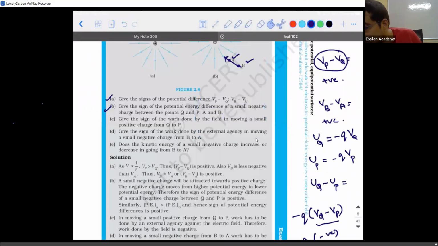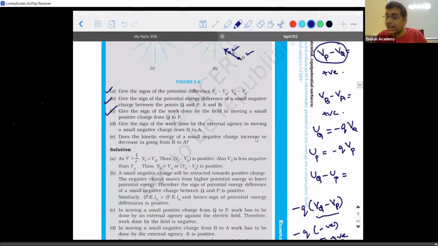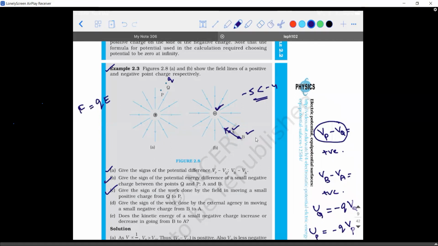Next, what are they asking? Give the sign of work done by the field in moving a small positive charge from Q to P. So I have a positive charge here. And what is the work done? What is the sign of the work done by the field to move a charge from Q to P? Obvious. So what is the force experienced? Q into E. Right? Yes, sir. So force is in this direction, displacement is in this direction.